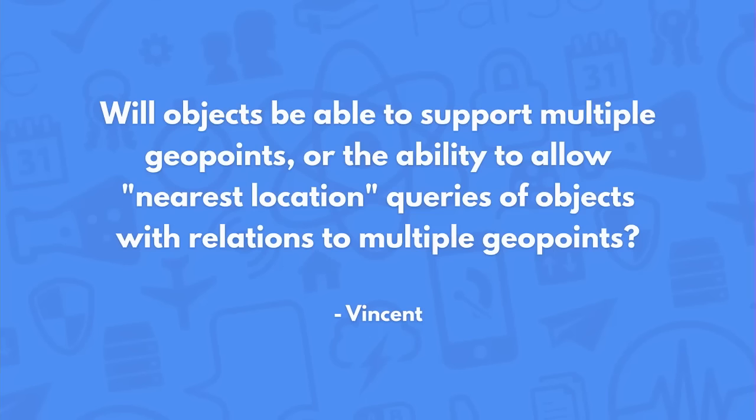Will objects be able to support multiple geopoints, or the ability to allow nearest location queries of objects with relations to multiple geopoints? Unfortunately, we can't really do that in one single object. This is an issue with the underlying database. Technically you could put multiple geopoints in a single object, but we don't allow you to because only one of them can be indexed. And because only one of them can be indexed, you could only efficiently sort on one.